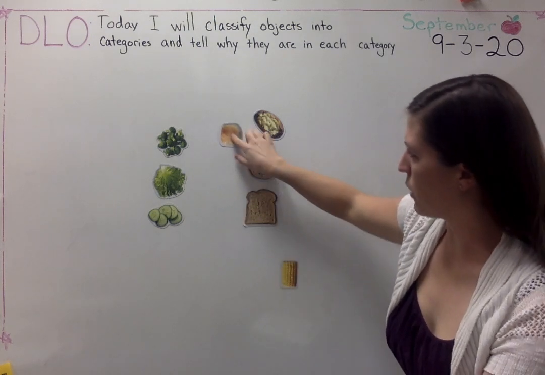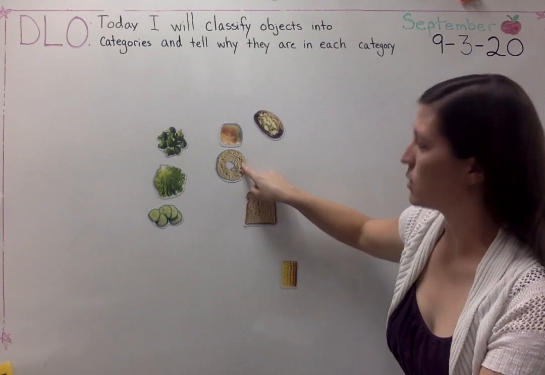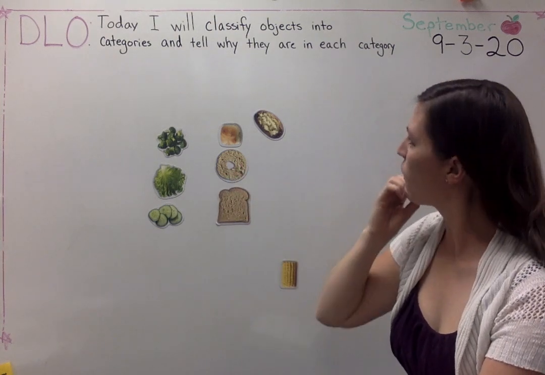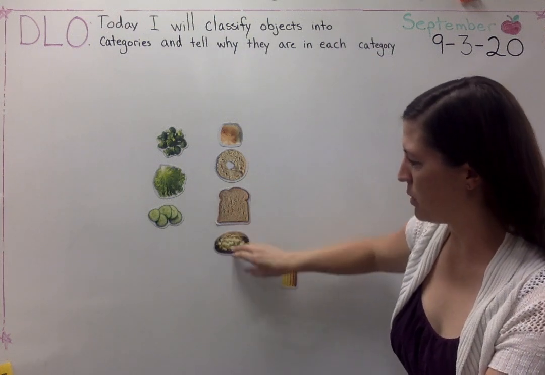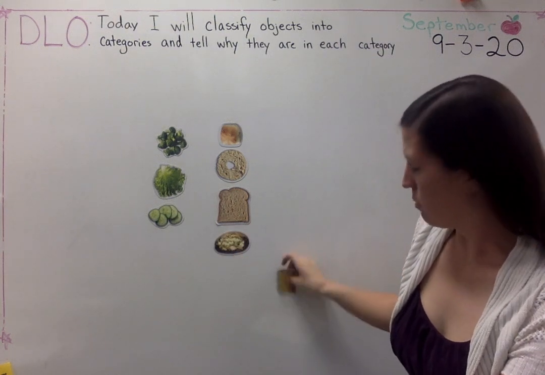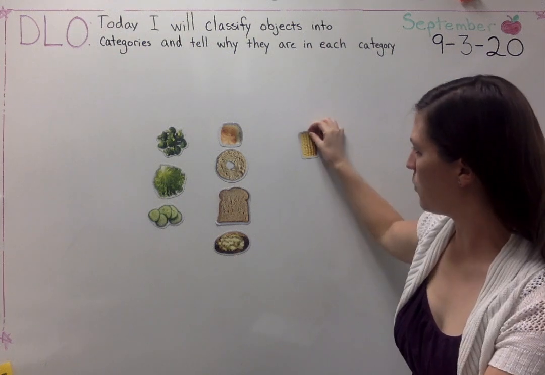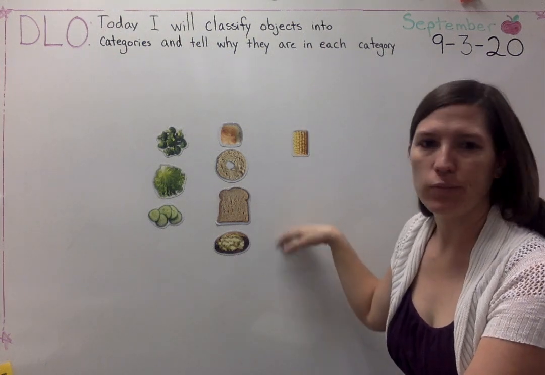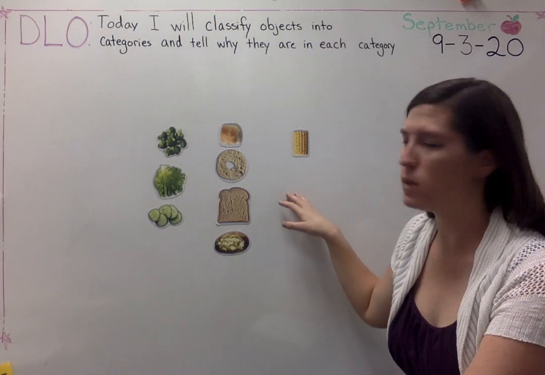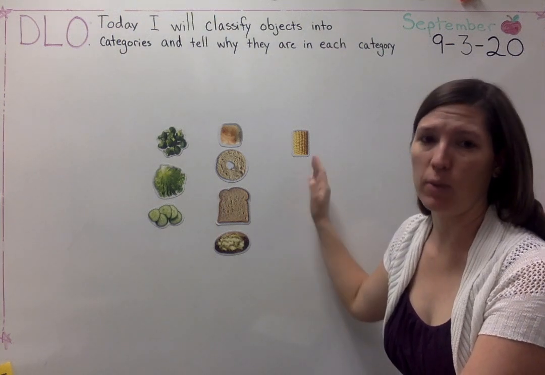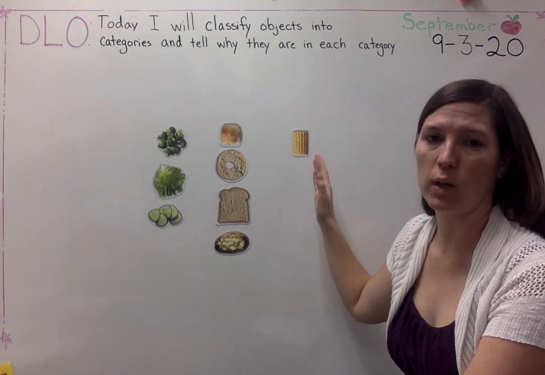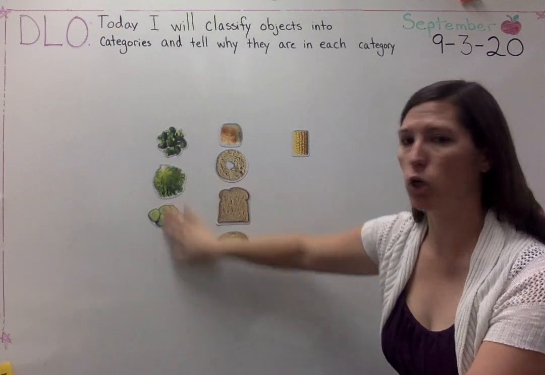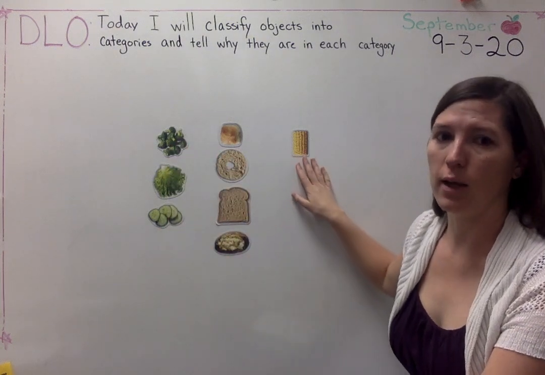I've got some brown on my roll, some brown on my bagel, some brown on my slice of bread, and there's brown on my potato. My piece of corn has yellow. I can put him over here just because he doesn't have any fruit or vegetable or food friends. Doesn't mean I still can't classify him into a color category. So this way I classified them by color: greens, browns, and my yellow.